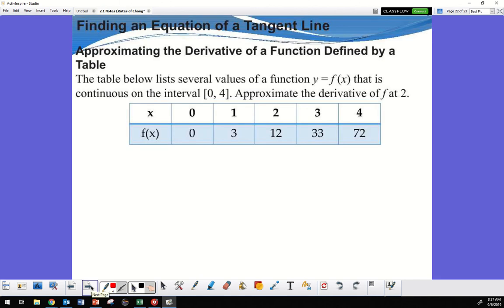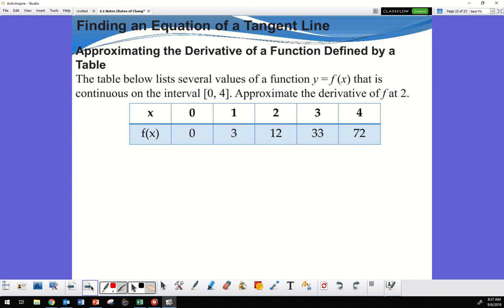Approximate a derivative from a function given by a table. Okay, right here, continuous over the interval. Find the derivative at 2. What's one way I could do it? To approximate the derivative at 2, I could just use a slope. I keep saying all the time that the derivative is just a slope. So if it's at 2, what would I do? Would I use 2 and 3, or 1 and 2? How would I do it to approximate it for 2?